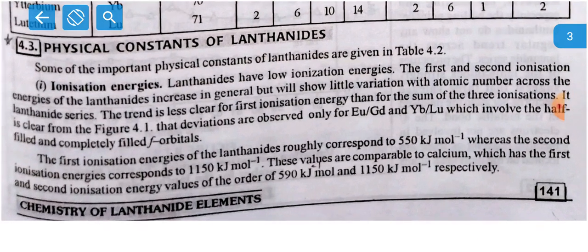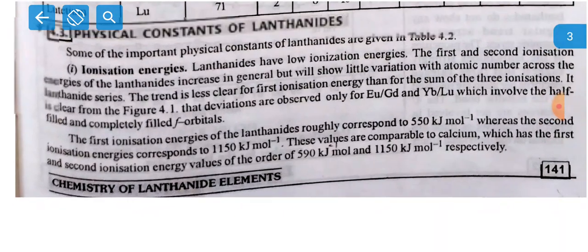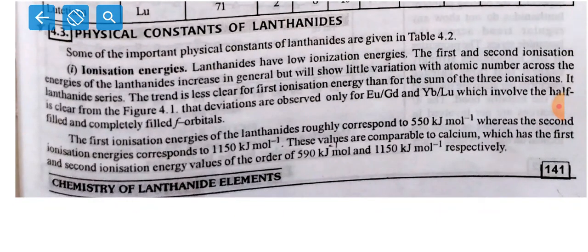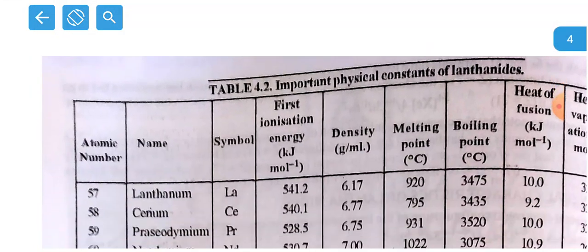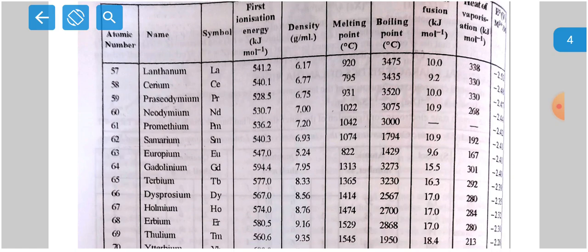The first ionization energy for the lanthanoids roughly corresponds to 550 kJ per mole, whereas the second ionization energy corresponds to 1150 kJ per mole. These values are comparable to calcium, which has first and second ionization energy values of the order of 590 kJ per mole and 1150 kJ per mole respectively. Important physical constants of lanthanoids are in table 4.2.